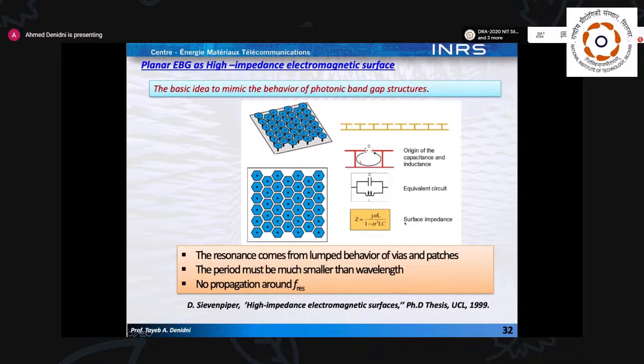This means the resonance comes from the lumped element and via, and the period must be much smaller than the wavelength. No problem, and also at the resonance frequency, there is no propagation. This work was done by Dan Sievenpiper, a PhD student at UCLA, in 1999. If you are interested in this mushroom approach and how to design it.